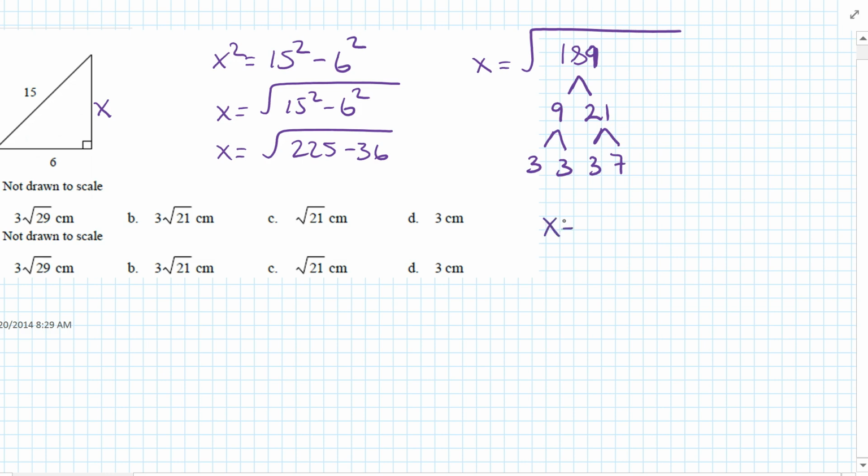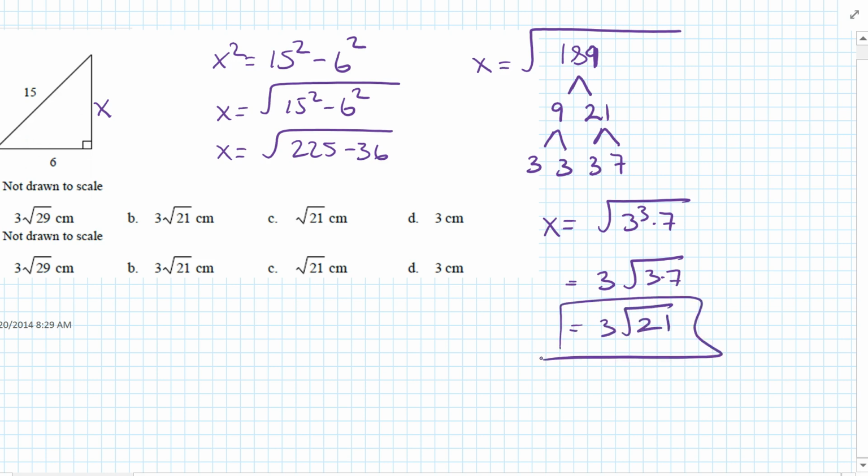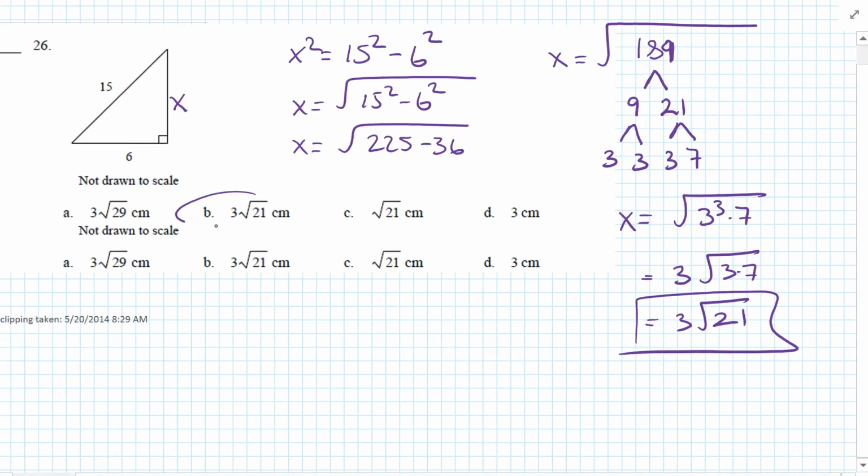So x equals the square root of 3 cubed times 7. I can pull out a 3, so it's going to be 3 times the square root of 3 times 7, which would be 3 square root of 21. The answer is B.